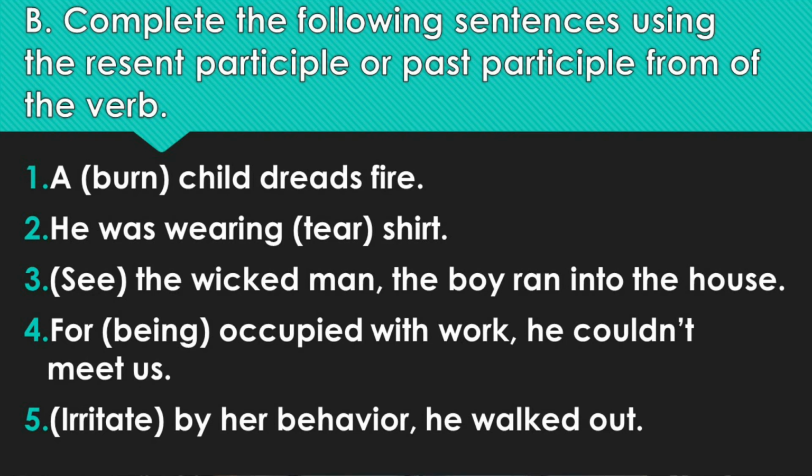Number 4, for being occupied with work, he couldn't meet us. The correct participle of the word is being. And the last, number 5, irritated by her behavior, he walked out. The correct form of the participle is irritated. So please count the number of the correct items. And I hope you got a perfect score.